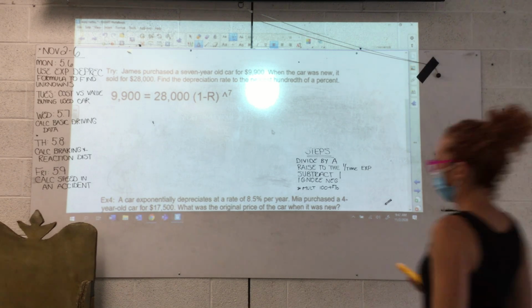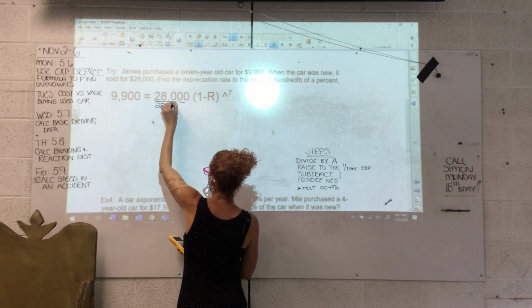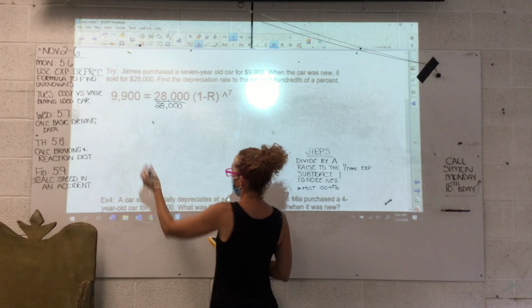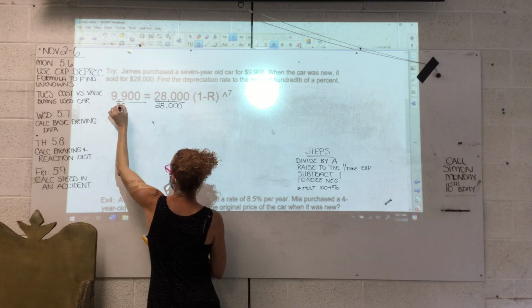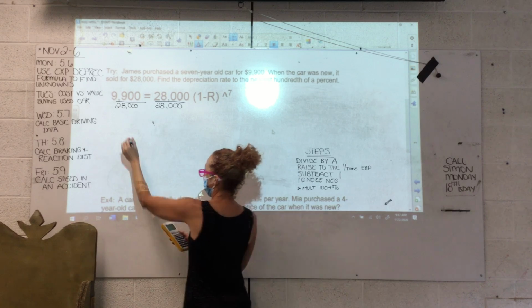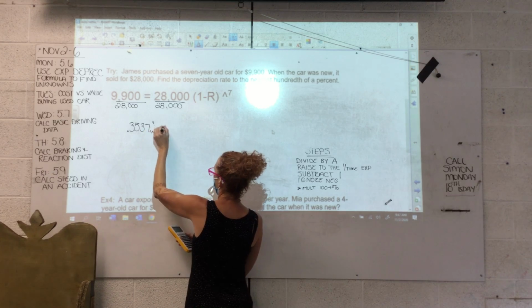Step 1: divide by 28,000. When you do that, you get 0.35, and it goes on and on.